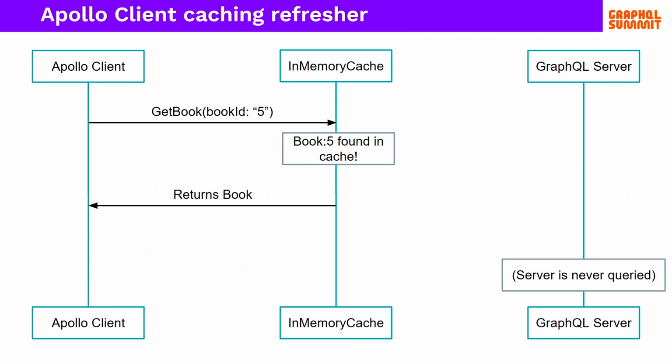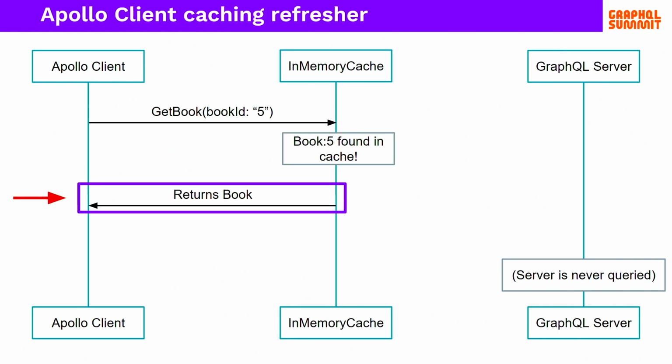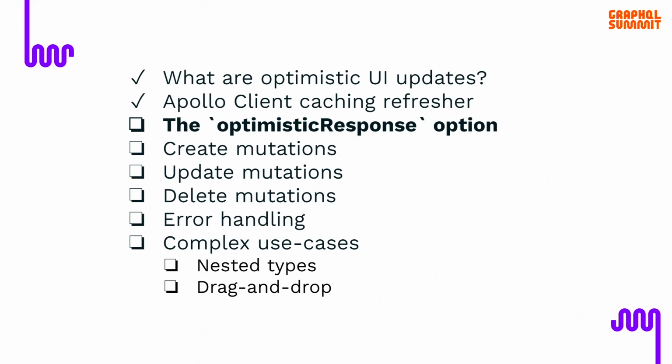Now, if we look at the same exact query a second time, then we see it's a little bit different. Because the book was already in the cache, there's no need to go all the way to the server. It just simply returns it right back, and the result is an instantaneous response. And so this right here is what optimistic UI updates leverages in order to make your app feel lightning fast. So let's take a look at that optimistic response option.